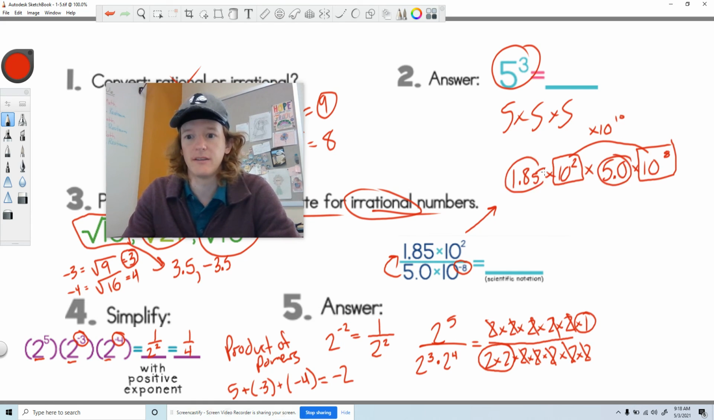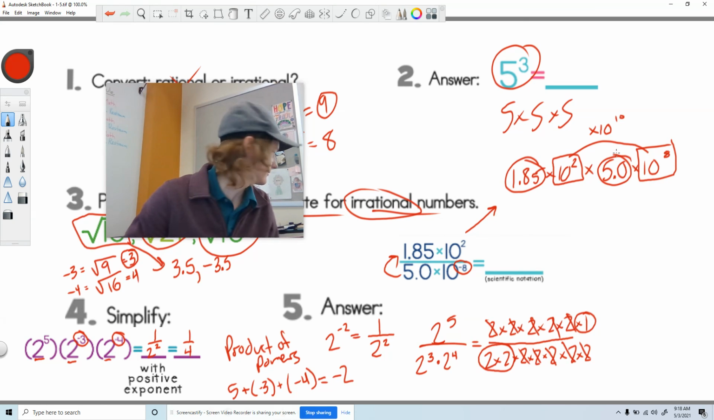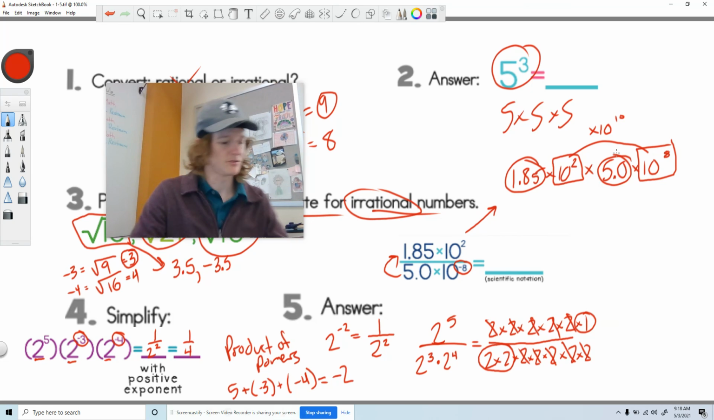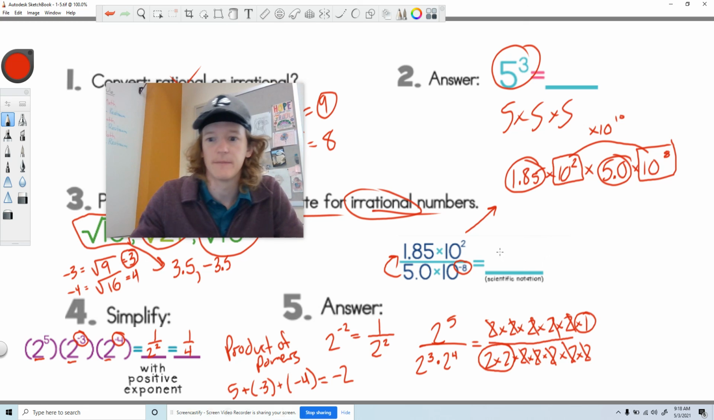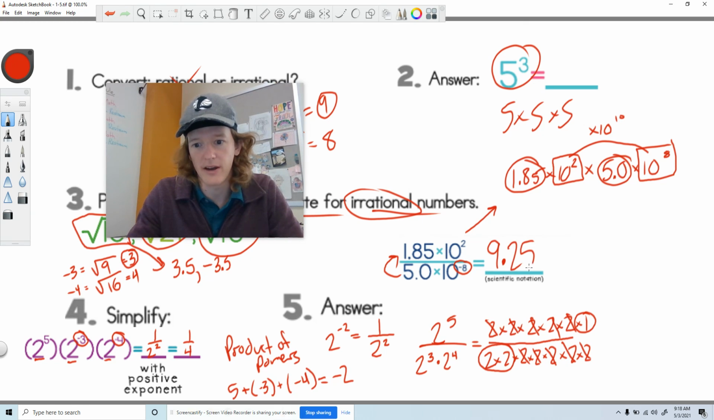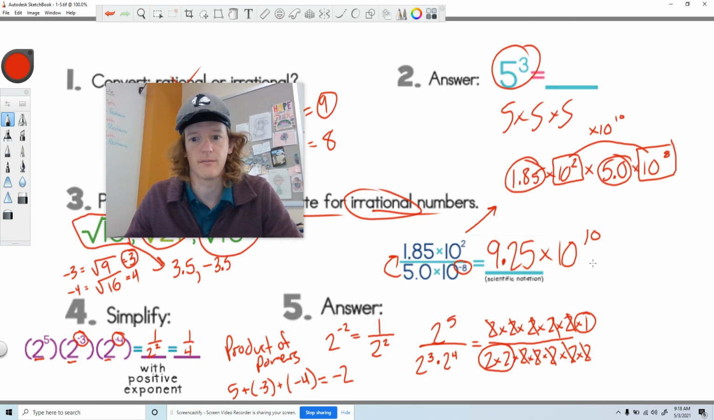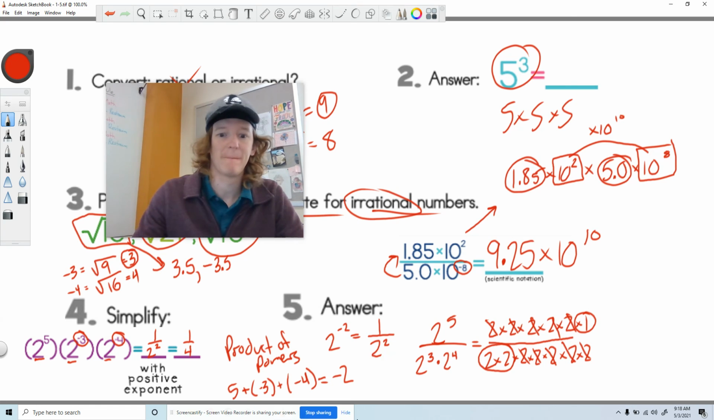And then we're going to combine these two. So we're going to do 1.85 times 5, which will be less than 10, which is good. 1.85 times 5, we get 9.25 times 10 to the 10th power. And that's it.